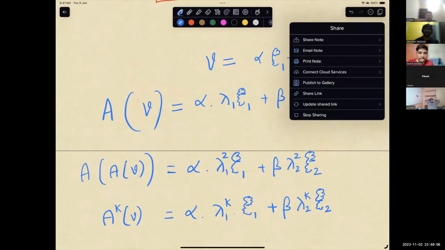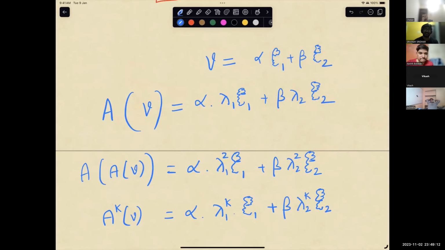I think what sir has written down now is amazing. I think now I understand completely that you will end up finding the first eigenvector.